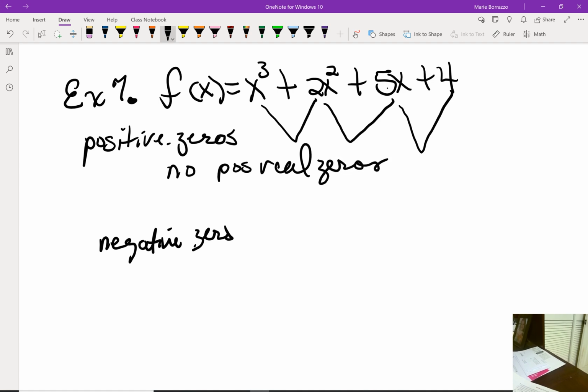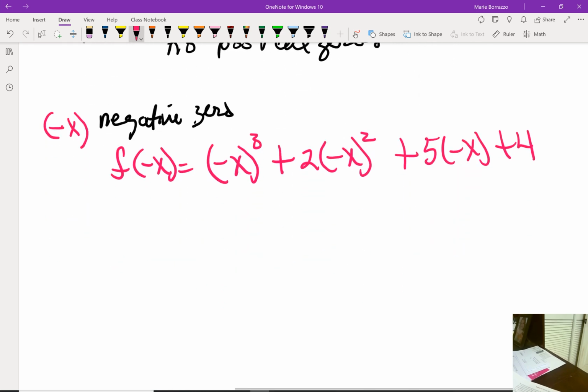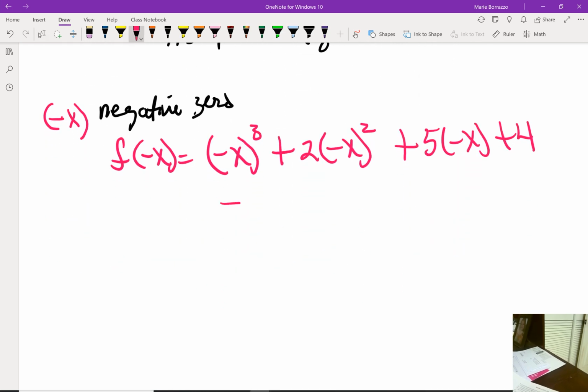All right, having said that, what about the negative zeros? To find the negative zeros, we're going to substitute in negative x. So we're going to do f of negative x is equal to negative x cubed plus 2 times negative x squared plus 5 times negative x plus 4. When I work this out, I'm going to end up with negative x cubed, positive 2x squared, negative 5x plus 4.